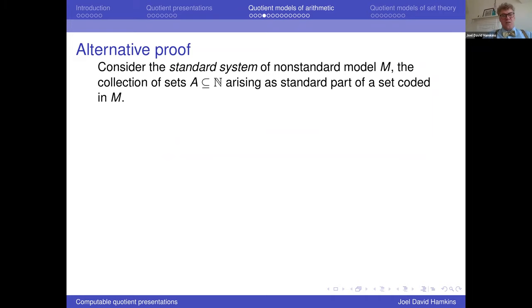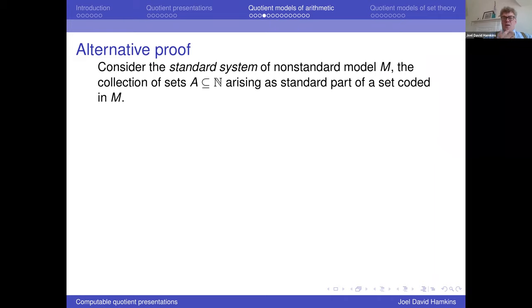Using what's called the standard system of a non-centered model. When you have a non-centered model of arithmetic, then you can look at all the definable sets with parameters. And those definable sets have a certain trace on the standard numbers. So we take all those sets of standard numbers. That's the standard system. It's the trace of all the definable sets on the standard part.